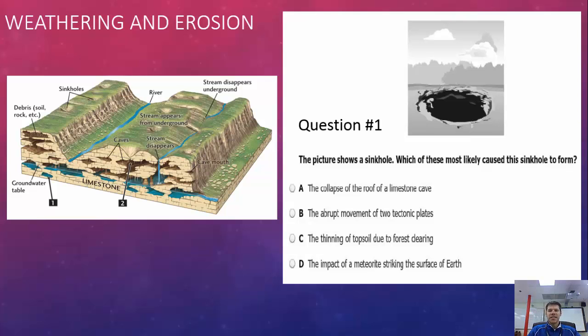The picture shows a sinkhole. Right here we see this big sinkhole. Which of these most likely caused the sinkhole to form? So the question is about how do sinkholes form.